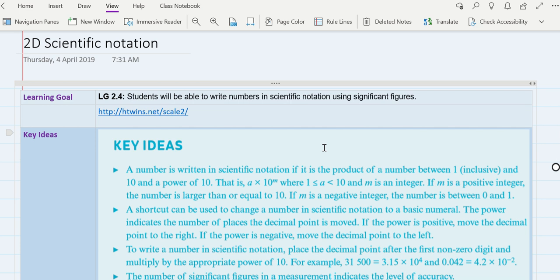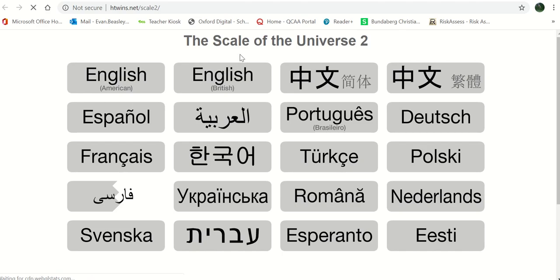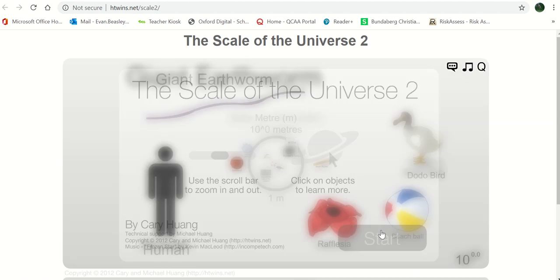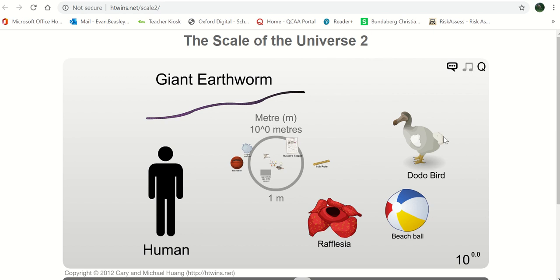We're looking at scientific notation. So the point of today's lesson is that you'll be able to write numbers in scientific notation using significant figures. To start off, we're going to have a look at something called the scale of the universe. What this does is help us to get a picture of how big things are and why we might want to use scientific notation.